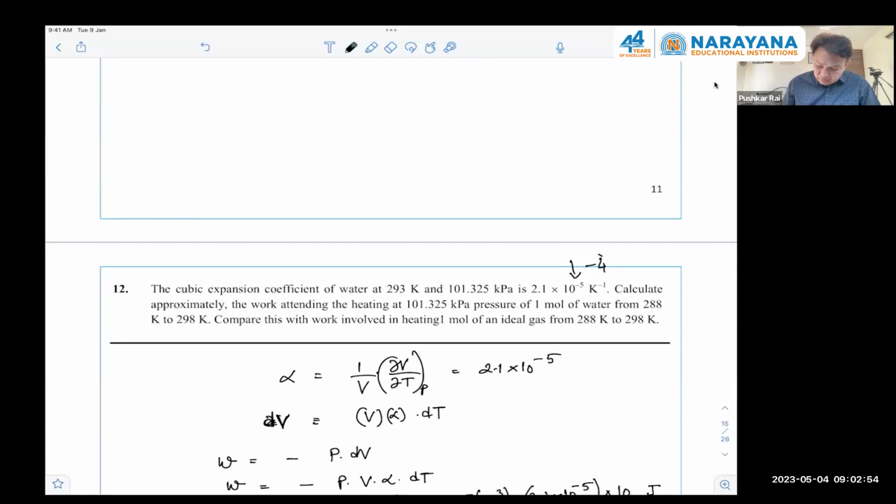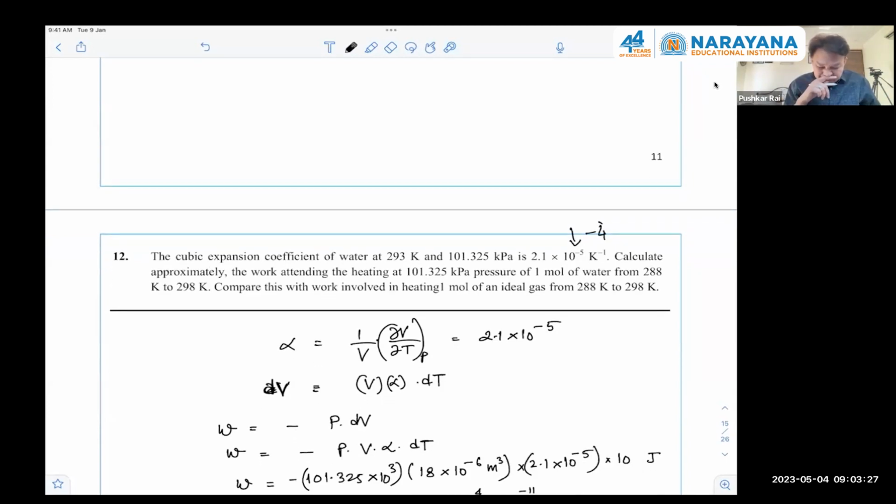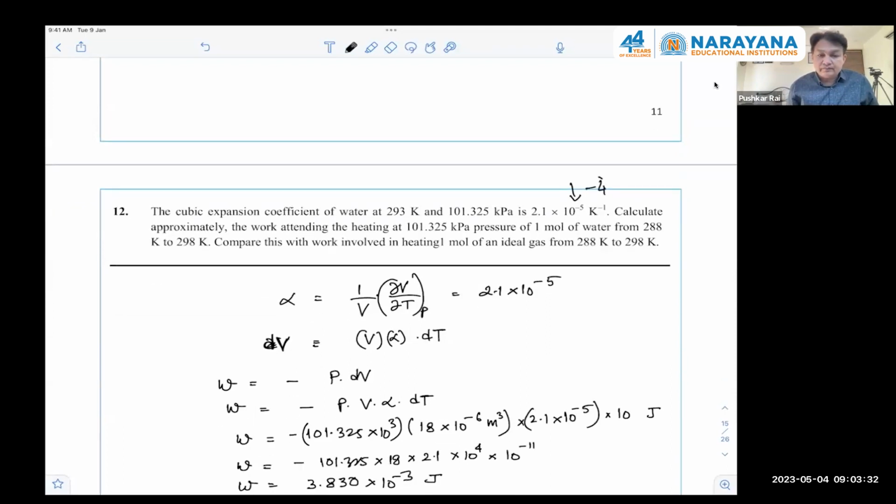There is a correction, because otherwise you can solve the problem. The cubic expansion coefficient of water at 293 Kelvin is 2.1 into 10 to the power minus 5. Calculate approximately the work involved in heating at one pressure of 1 mole from 288 K. This is also a very interesting question. Here you are taking a liquid and heating it, and by heating it, the volume is going to change. If the volume changes, what is the work performed? We try to calculate this with alpha. I don't think we need to explain it after the 13th question, it will be a waste of time. A very similar approach, and you can do it.